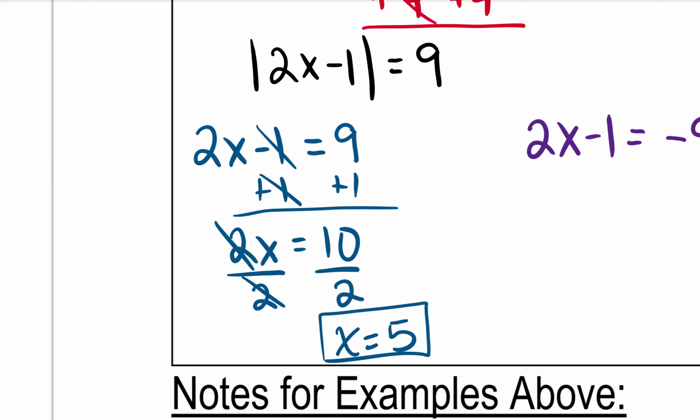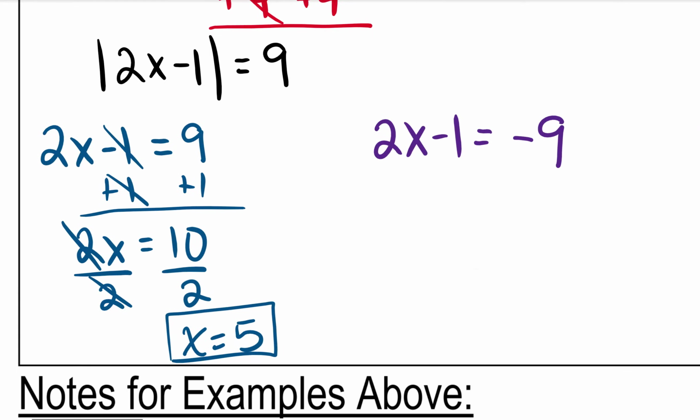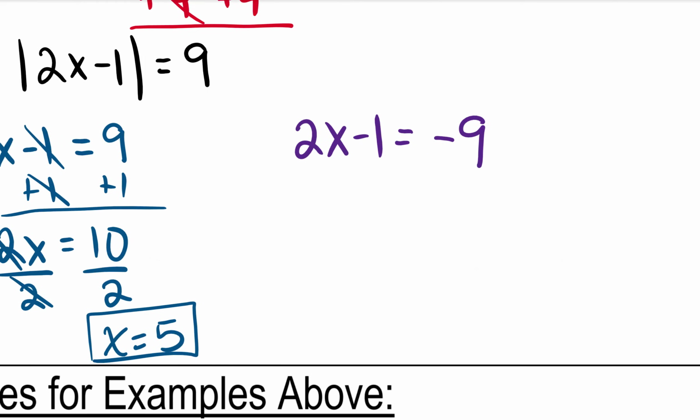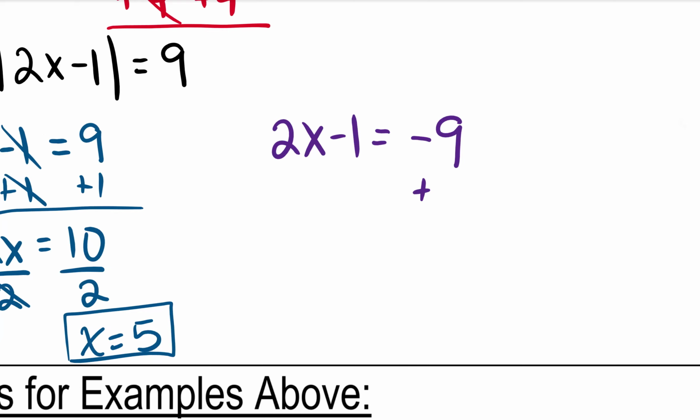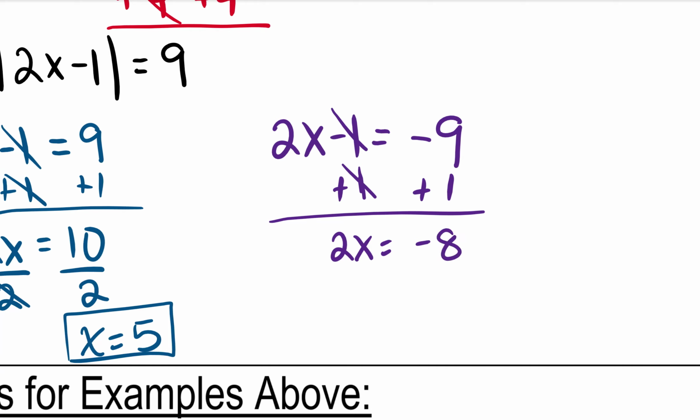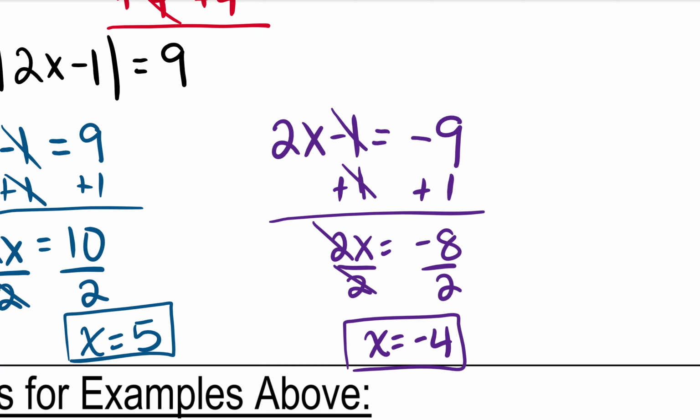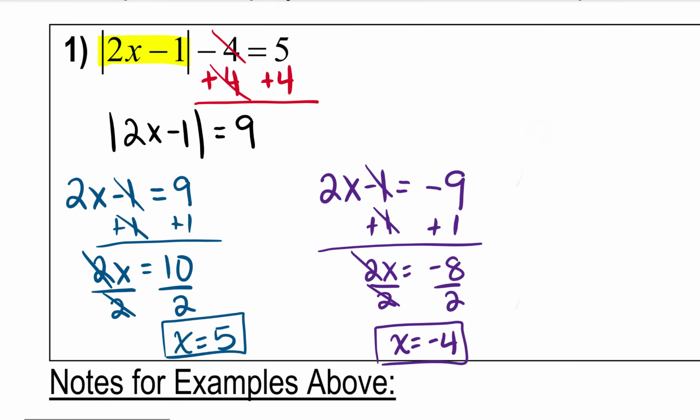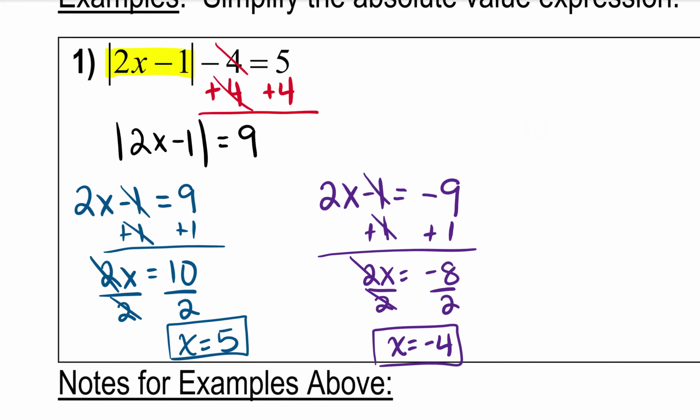That's one solution, but because we have to split this into two equations, we have two possible solutions. So on the right, same thing, I'm going to add 1 to both sides. So I would have 2x equals negative 9 plus 1 is negative 8. I divide. x equals negative 4. So those are my two answers, 5 and negative 4. So it's kind of the same as solving equations, except you have to split it into two, because you will have up to 2 answers on these.